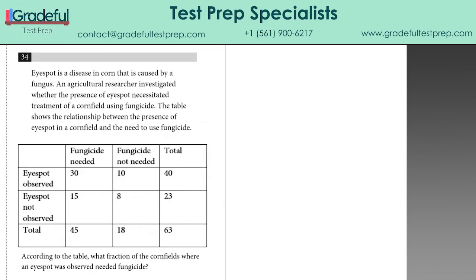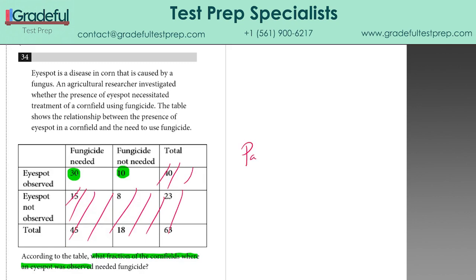Question 34 is a question on conditional probability or conditional fractions. When they ask us what fraction of the cornfields where an eye spot was observed needed something, they're telling us to only look at where the eye spot was observed. So that's these 30 and these 10, so there's 40 of them altogether. By doing that, the question is basically telling you to ignore all of these numbers.